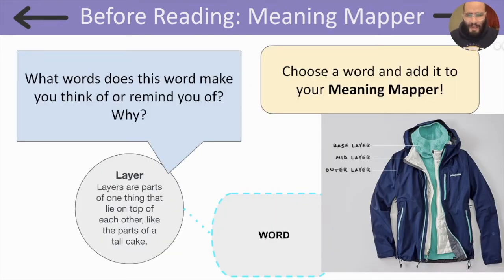Now take out your meaning mapper. As usual, in the middle we have our focus word, layer, and the definition. Layers are parts of one thing that lie on top of each other, like the parts of a tall cake. What words does this word make you think of or remind you of? Add that word to your meaning mapper. I added the word clothes because clothes can be worn in layers. As you can see in the picture, you can have your base layer, mid layer, and outer layer.